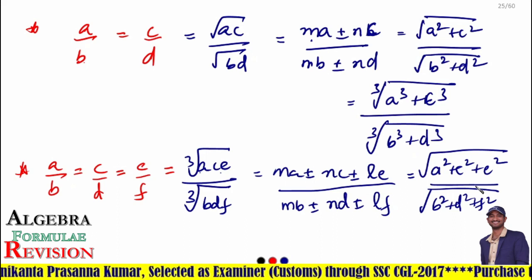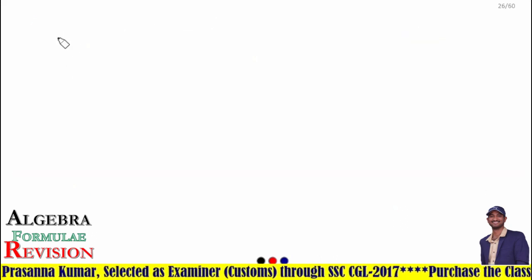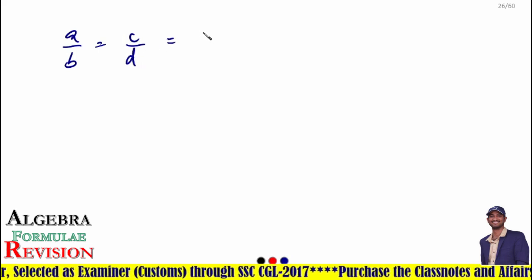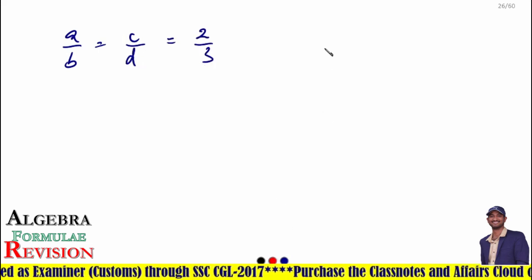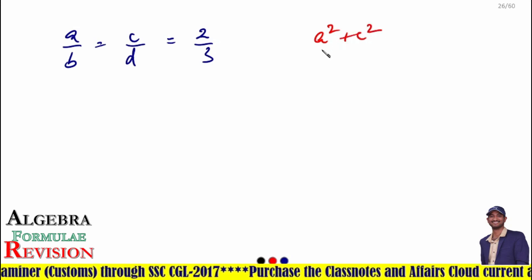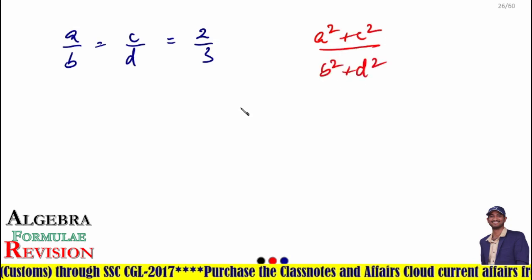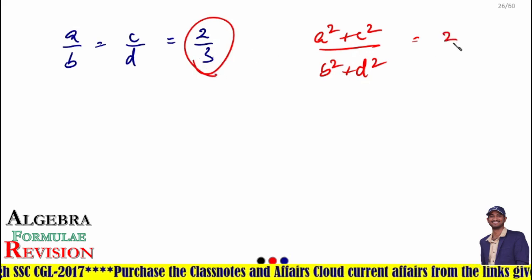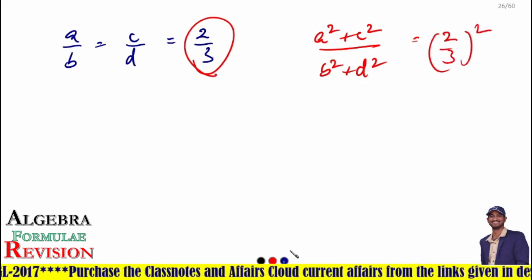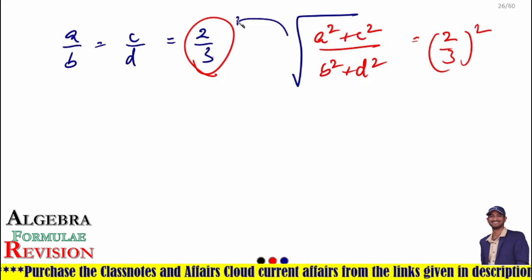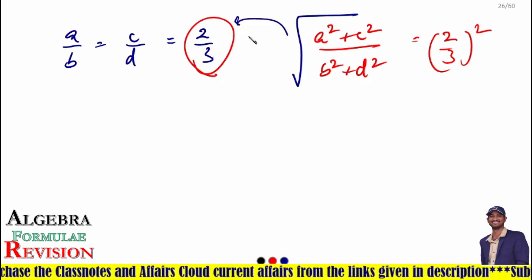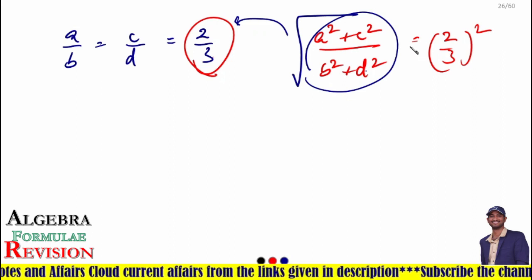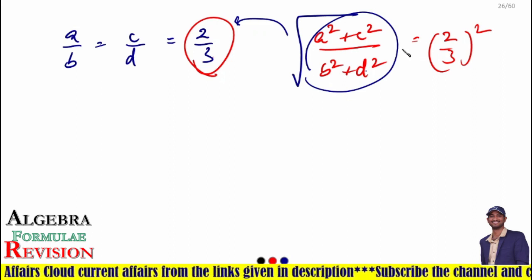How do you get a question like this? Whenever a/b and c/d are equal to 2/3, find the value of (a² + c²)/(b² + d²). What are you doing here? Square. You have to find the ratio of this square, (2/3) whole square. Why? Because the square root of this is given as the given ratio 2/3. Then what is this value? (2/3) whole square. So you may get a question like this.